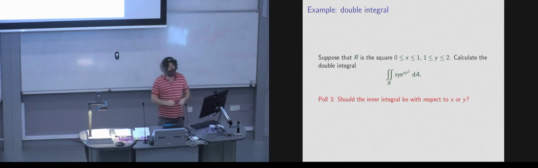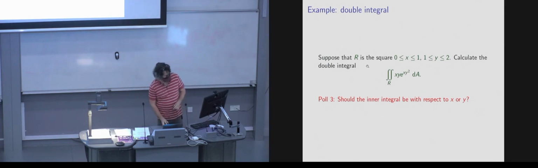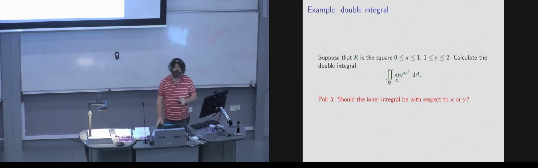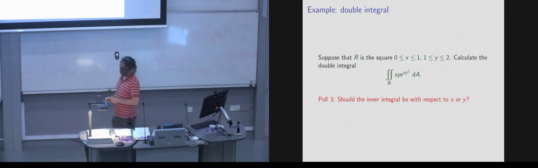And so let's look at an example of this, where we do a double integral where the integrand is not just constant. We have to do an iterated integral. So I'll give you a poll and see which variable you think we should integrate first, x or y. So which one should be the inner integral? So no calculation required on this one. Just tell me what you think.